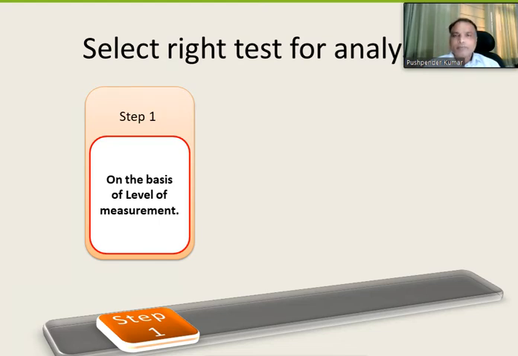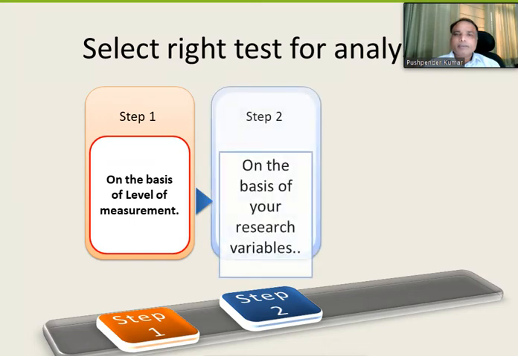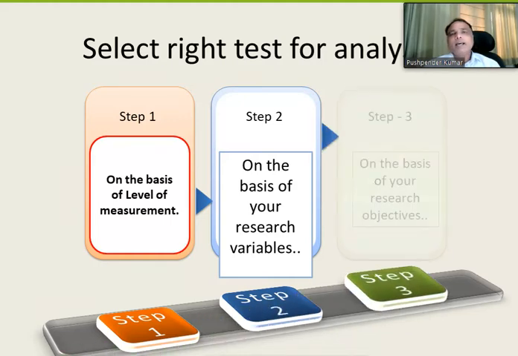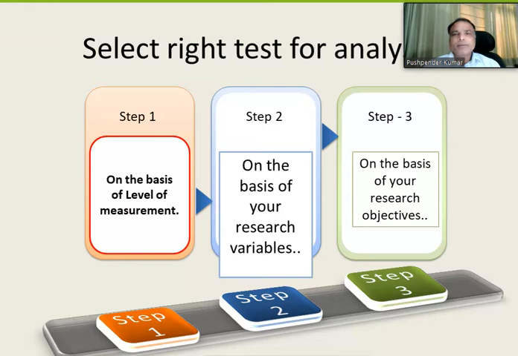So what is this level of measurement? We'll discuss it. First is the criterion that we will discuss in detail. Second step: when you think of which test you need to select, which is the right test for your analysis, here you can see the second criterion is on the basis of your research variables, which we'll discuss in detail. And third, a very important step before you select the right test, is on the basis of your research objective. So these are the three bases, or three criteria, we're going to discuss in detail.